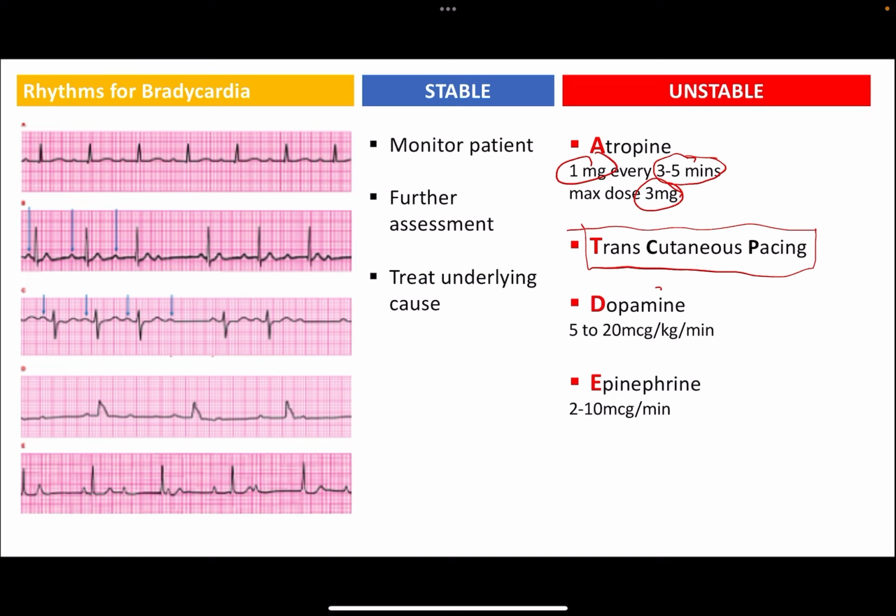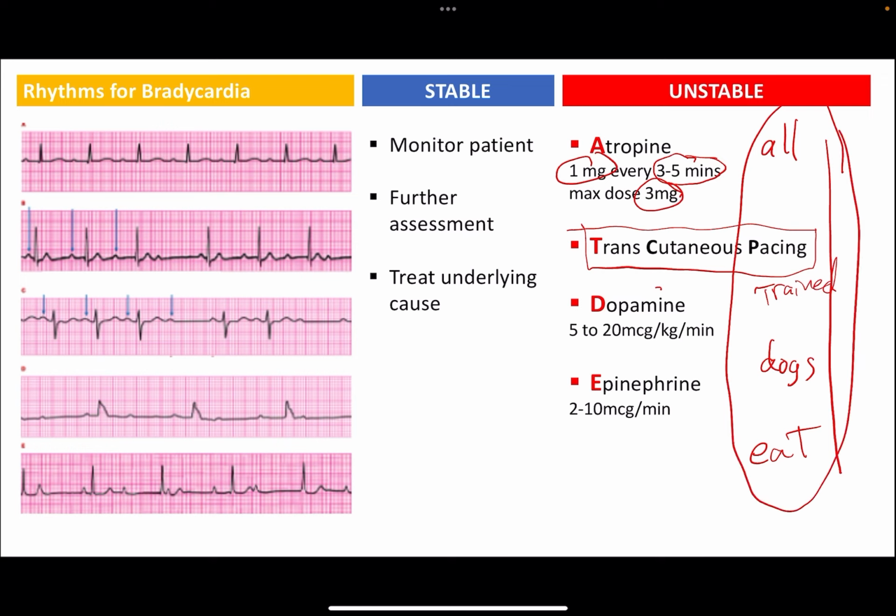So another thing that you can do to memorize this, think of it as "trained dogs eat." Think of this for you to memorize this: atropine, transcutaneous pacing, dopamine, and epinephrine.